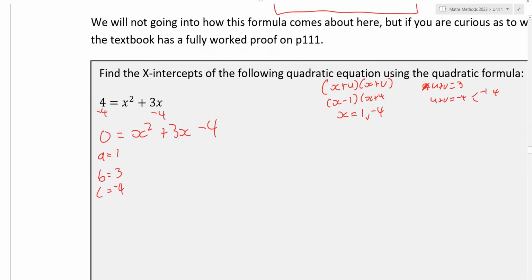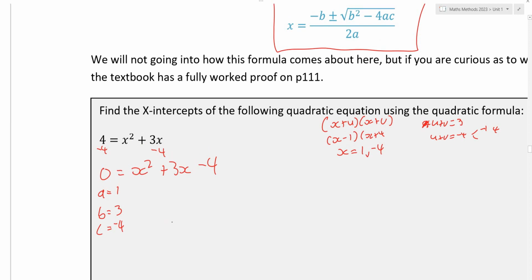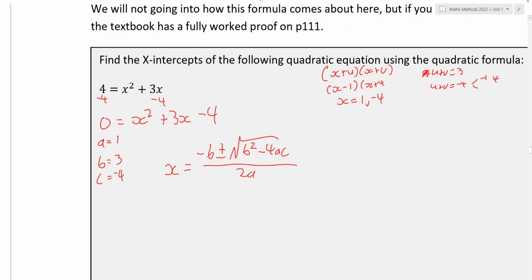So, my quadratic formula, guys, according to it, my x value is going to be equal to negative b plus or minus the square root of b squared minus 4ac, over 2a. So that's the quadratic formula. Simple, easy to remember, and that's it.